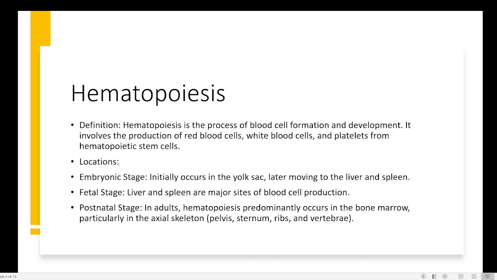Now in the context of hematopoiesis, there is a term known as stem cell. Sometimes you might have heard about that term, stem cell. Stem cell is actually a type of cell that can differentiate or develop into any other type of cell.